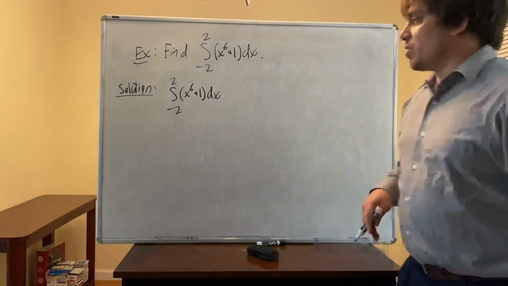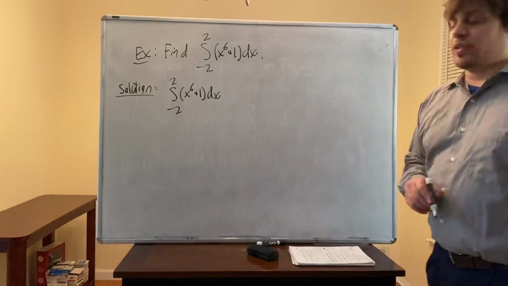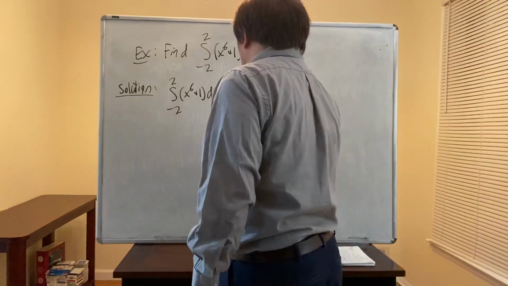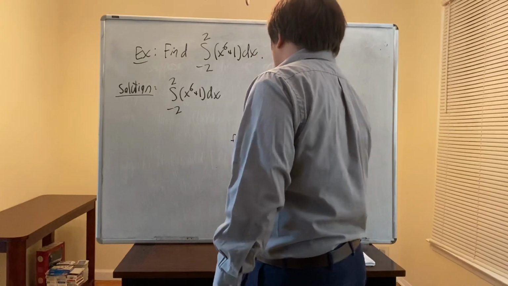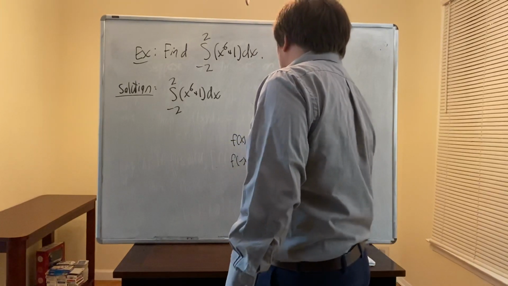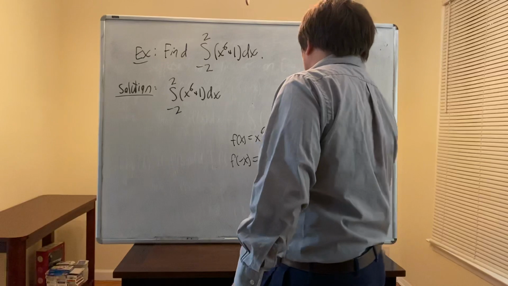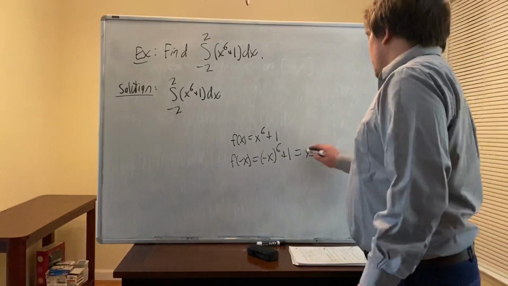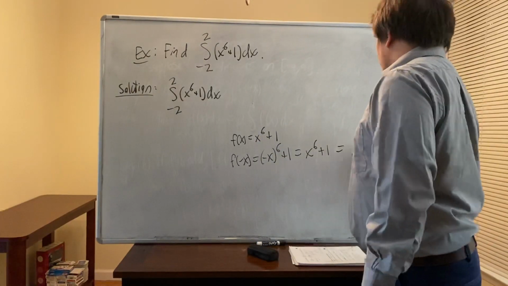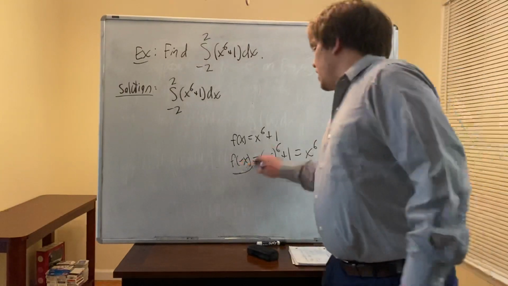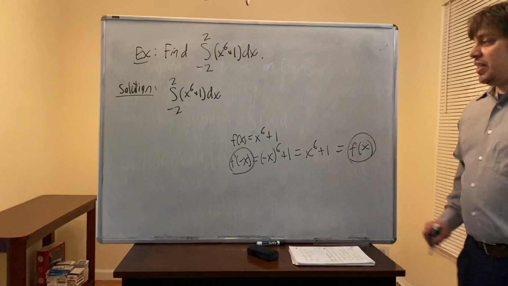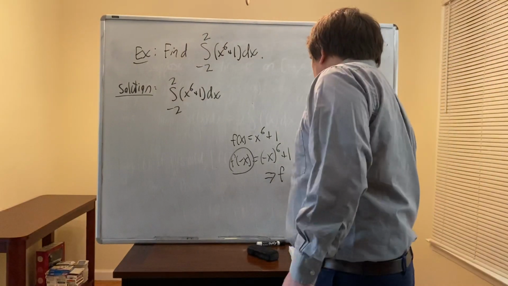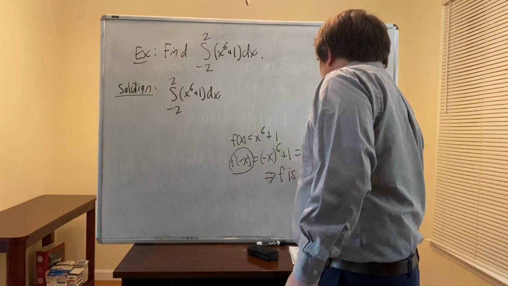Well, is x to the 6th plus 1 an even function or an odd function? Let's say f of x is equal to x to the 6th plus 1. f of negative x is equal to negative x to the 6th plus 1, and negative x to the 6th is the same as x to the 6th, so that's x to the 6th plus 1, which is f of x. So f of negative x equals f of x for any x. That means f is even.